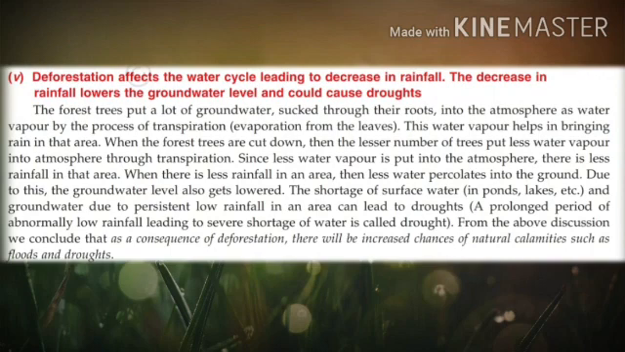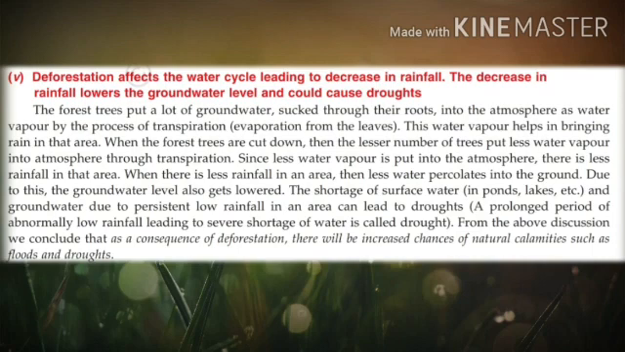When the forest trees are cut down, then what will happen? Then the lesser number of trees put less water vapor into the atmosphere through transpiration. Isn't it? When there are fewer trees, very little water vapor will enter the atmosphere through transpiration. Since less water vapor is put into the atmosphere, then what will happen? There is less rainfall in that area. Understand? When there is less rainfall in an area, then less water percolates into the ground. Isn't it? Less rainfall, so less water percolation.